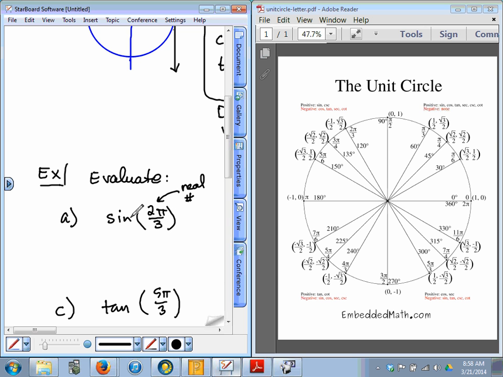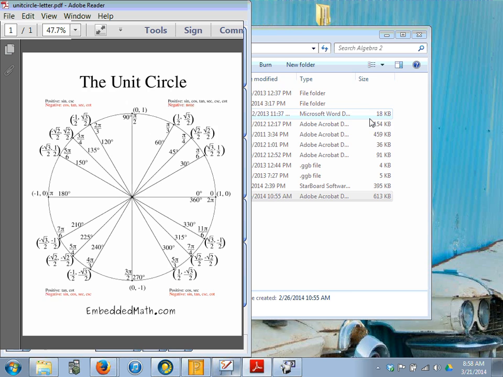Yeah, so all you have to do is, if you're evaluating the sine of 2 pi over 3, you have to locate, can you guys see that? You probably can't hear me.